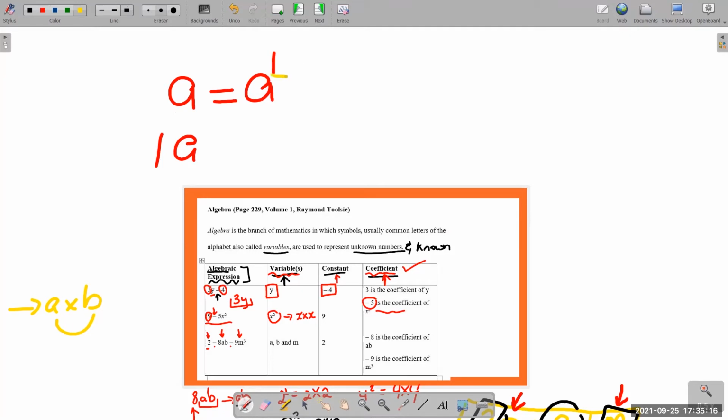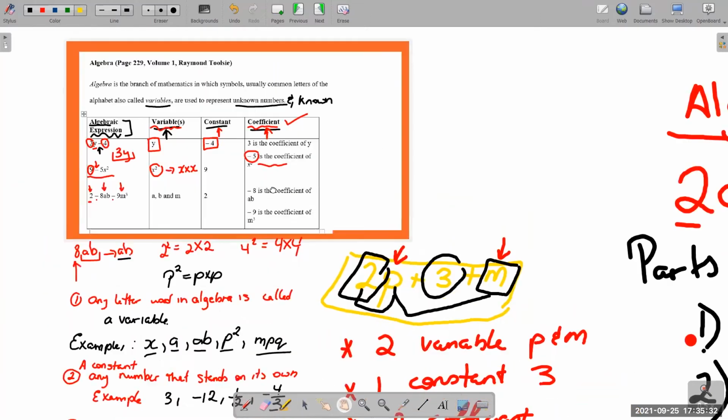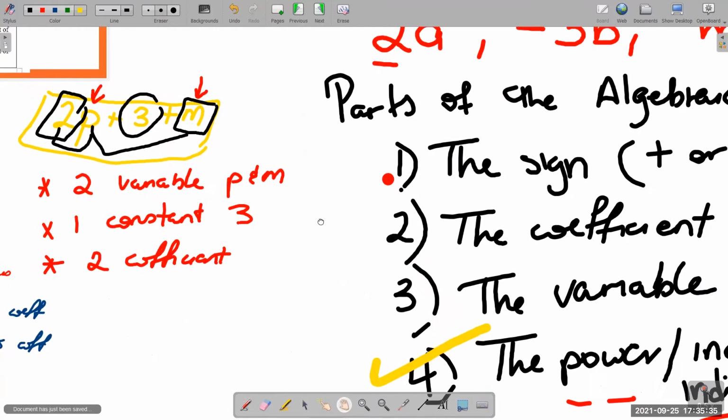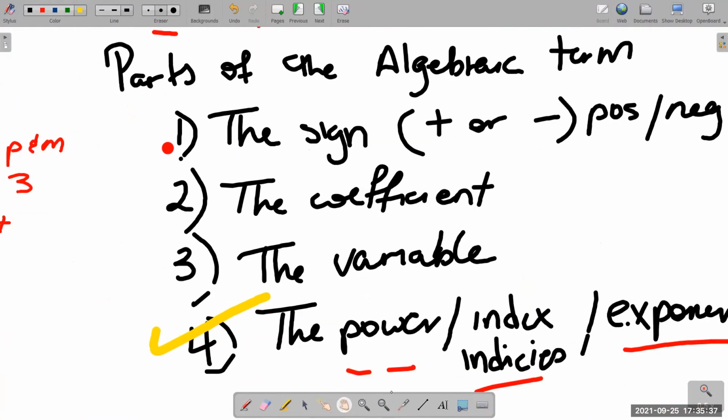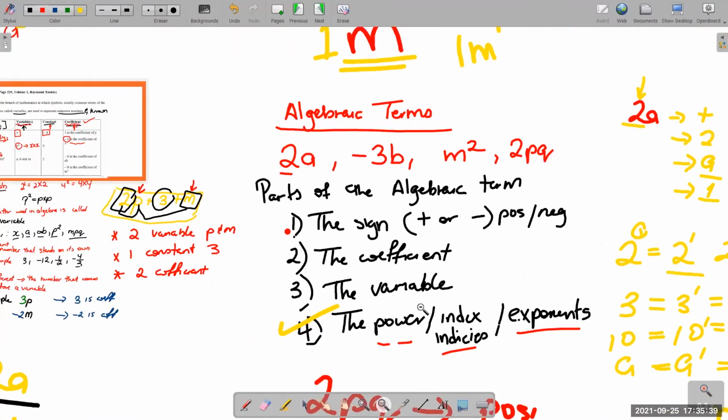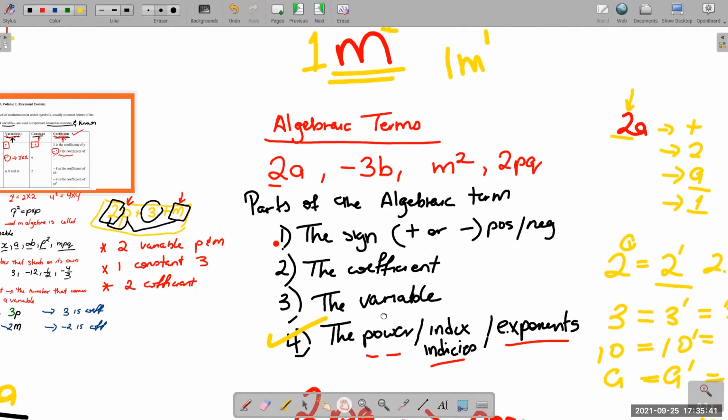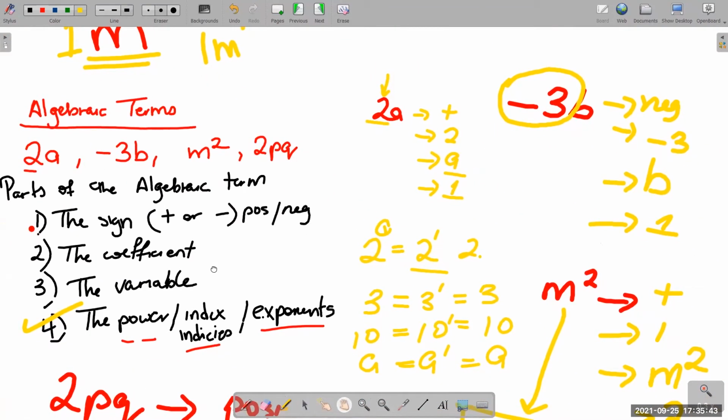So I always want you to remember, any variable that stands alone, even though it doesn't seem to have a power, the power is really understood to be 1. Even though it does not have a given coefficient, the coefficient is always 1. Everybody with me? Please let me know that you got it, because it's very important that we're on the same page about all of this, because we're going from scratch and it's going to be a bit challenging.